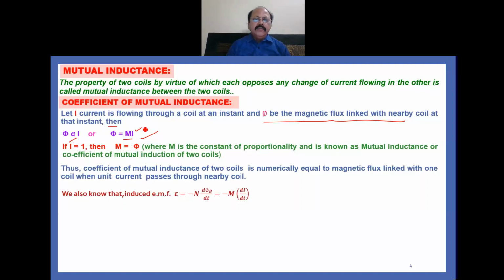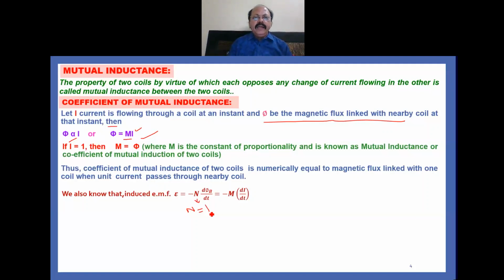We also know that induced EMF E equal to minus N d phi b upon dt, but phi b equal to Mi. So you substitute the value here, and when you substitute the value here, then you will get minus M di upon dt for the number of turns 1. So here N equal to 1, where N is the number of turns of the coils. So in that condition, E equal to minus M di upon dt.